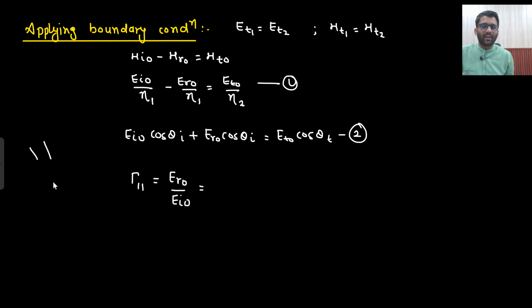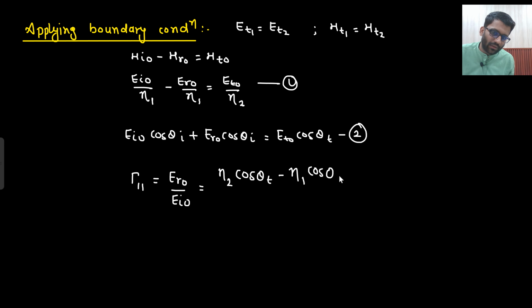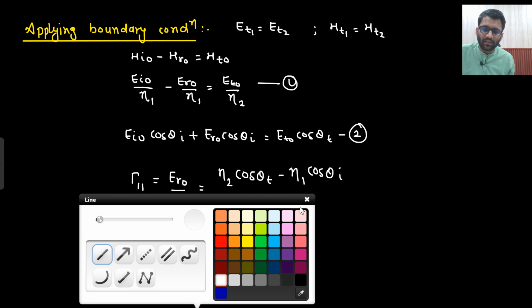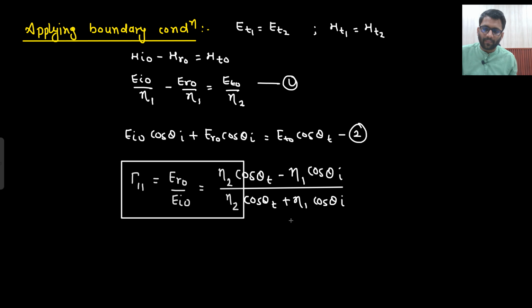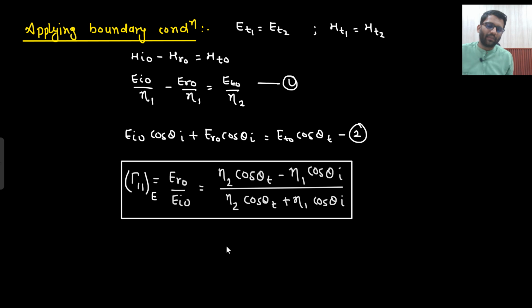Now this is parallel. Parallel means this is my medium 1, this is my medium 2, so eta of this medium and theta of this medium. Okay, so what formula will I write? This is the way to remember, nothing else. Gamma parallel = (eta 2 cos theta t minus eta 1 cos theta i) divided by (eta 2 cos theta t plus eta 1 cos theta i). Mark that we are writing all these formulas for the electric field. So only these formulas you need to remember, for the electric field only. We do not remember any formula for the magnetic field, right?